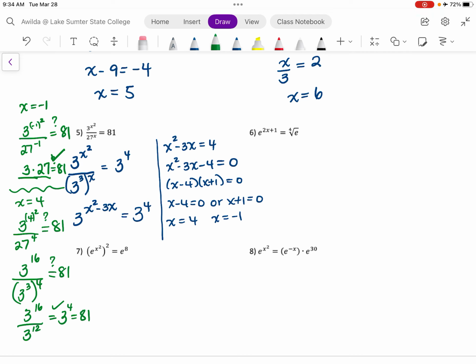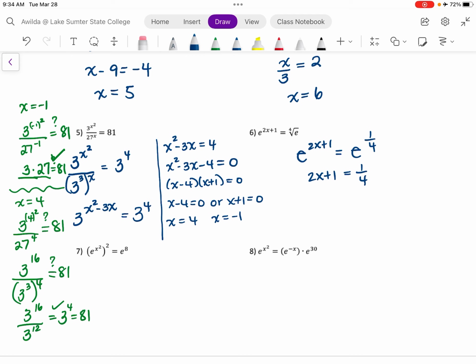For the next example, we have e to the 2x plus 1 power is equal to the 4th root of e. So we can write this as e to the 2x plus 1 power equals e to the 1/4 power. And we have equal powers with equal bases, and so the exponents must also be equal.